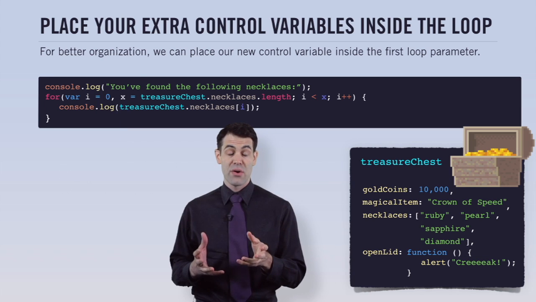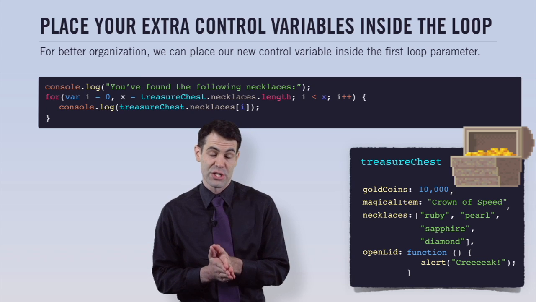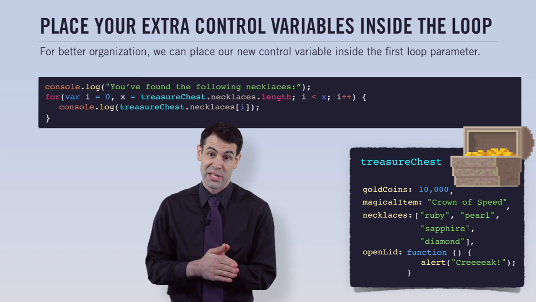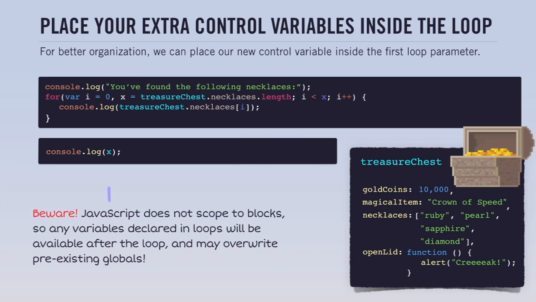Now, something to take note of here is that JavaScript doesn't have any natural garbage collection. That's right, if we were to, check this out, log out the x variable after our loop, we get a 4. And that's because JavaScript does not scope to blocks. So any of the variables that you declare inside your loops, they're going to be available after the loop. Weird. And they may actually overwrite pre-existing globals, so you have to name your variables very carefully.